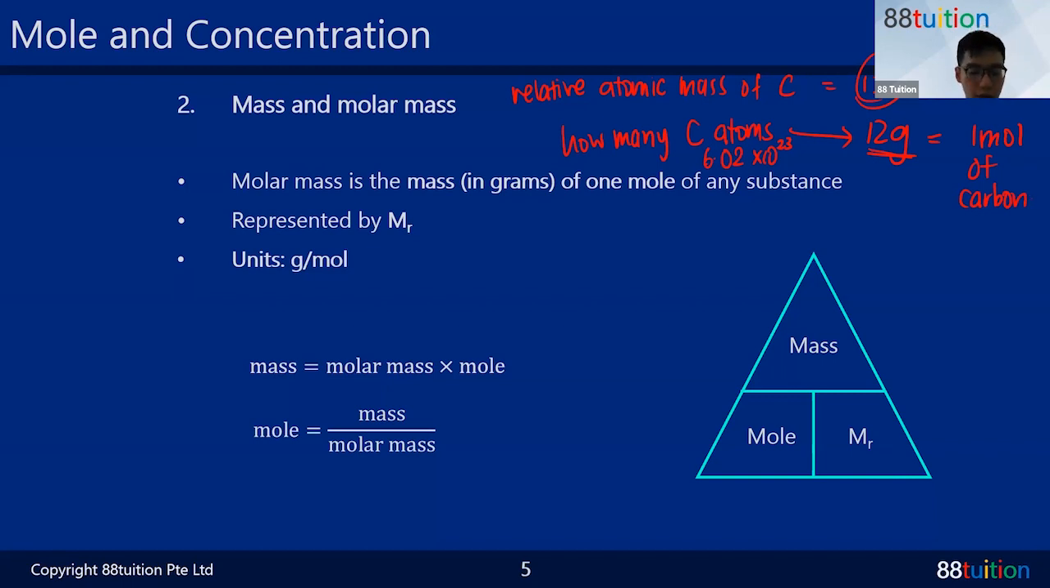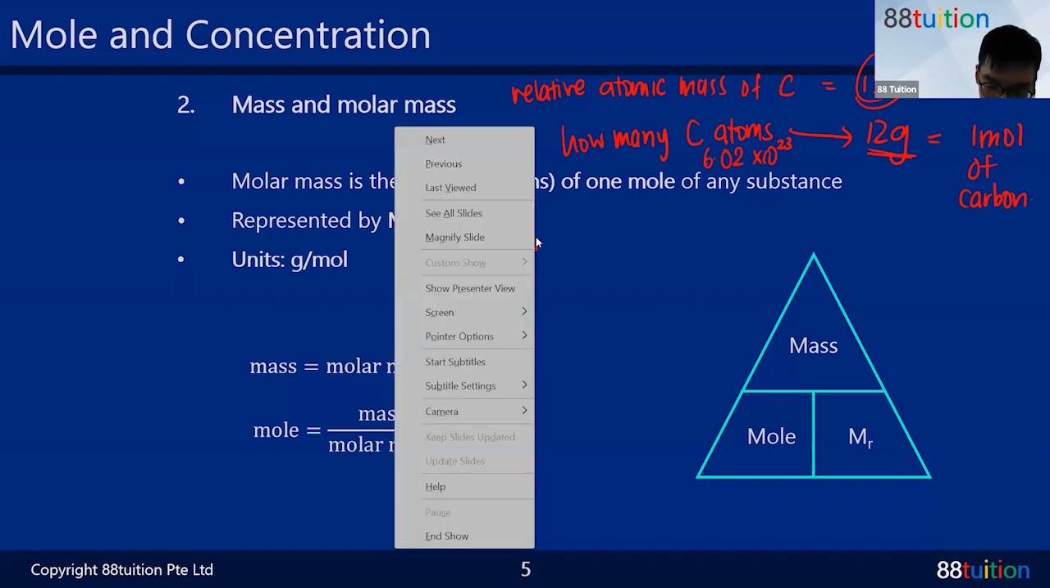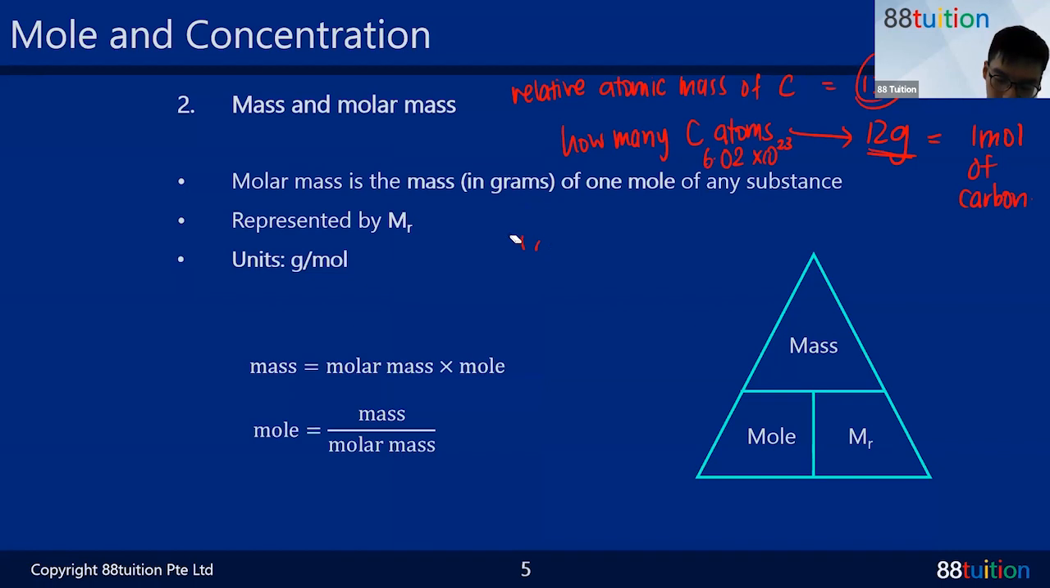So basically here is just to bring the idea over to you. You realize 1 mole of carbon is 12 grams. So think of mole as a group. If I have 2 moles, it will be 24 grams. If I have 10 moles, this will be 120 grams.